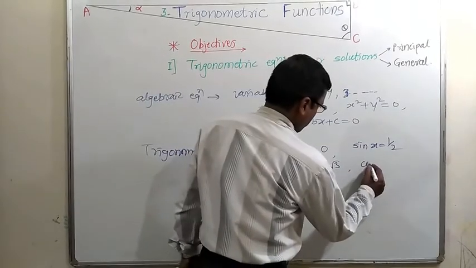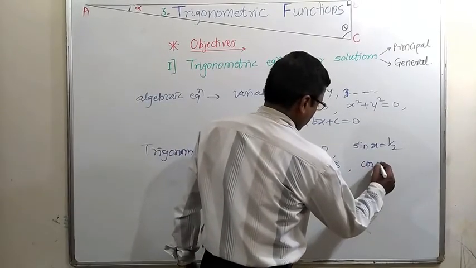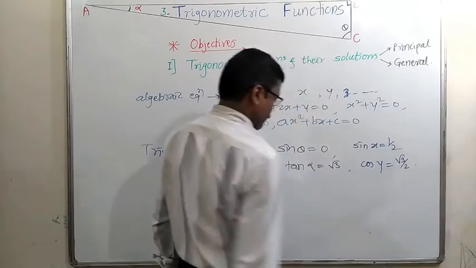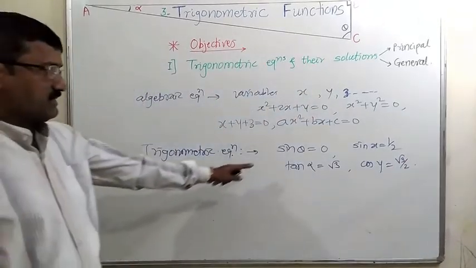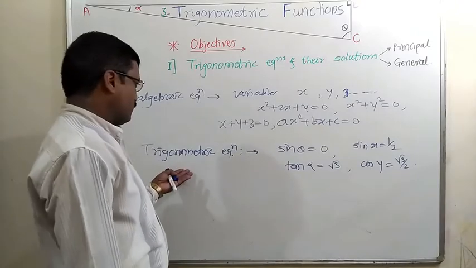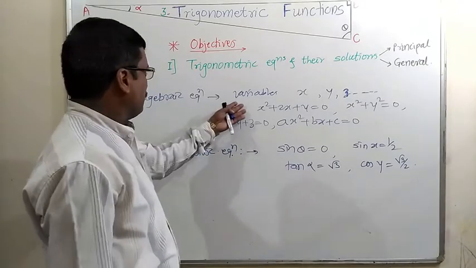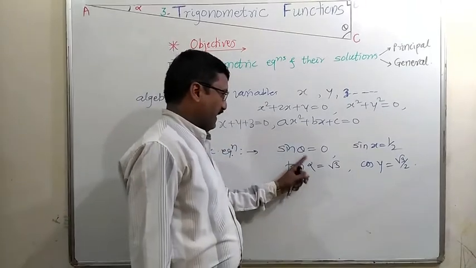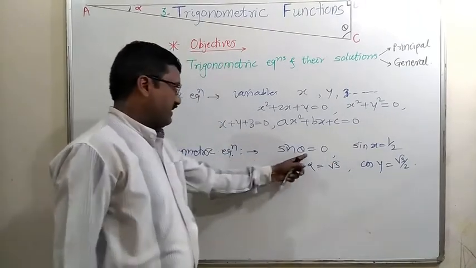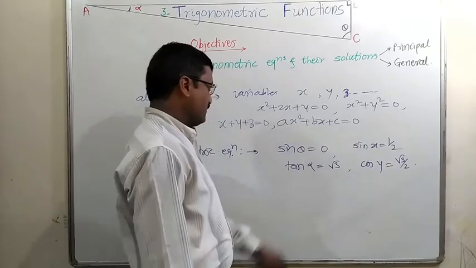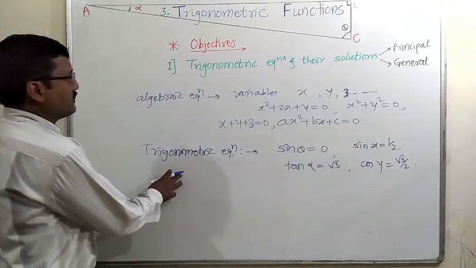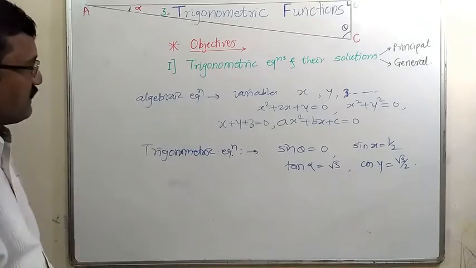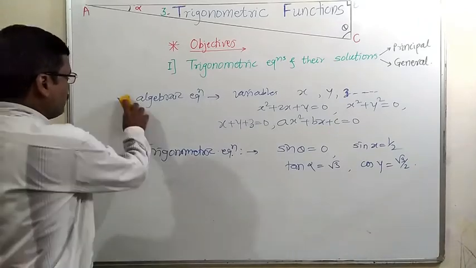Let us take another one: cos y is equal to root 3 upon 2. So these are some examples of trigonometric equations. It is not new. It's like an algebraic equation. The only difference is that there is an angle which is the variable, and a trigonometric function is given there. So this is the trigonometric equation. Then what about their solutions? The next step, solution of trigonometric equation.